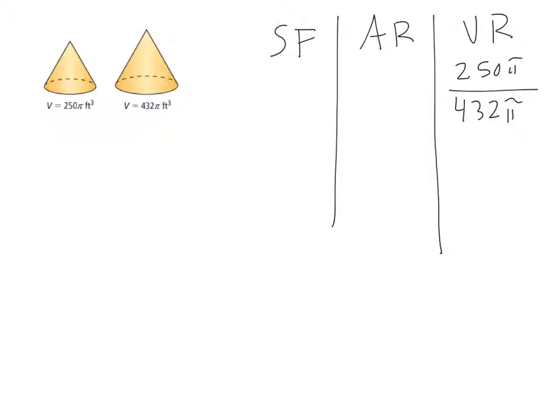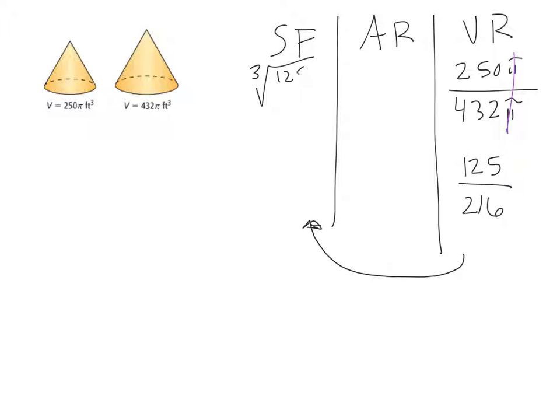Now if I simplify that, both of the pi's can cancel out, plus both of those are divisible by 2. So 250 divided by 2 is 125, and 432 divided by 2 is 216. Now when you're doing this, you always want to get back to the original first. So in order to figure out my scale factor here, I have to take the cubic root of 125 over 216. So the cubic root of 125 is 5, and the cubic root of 216 is 6.